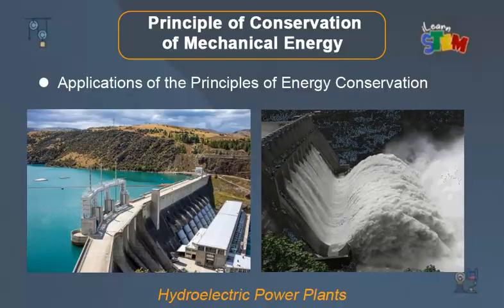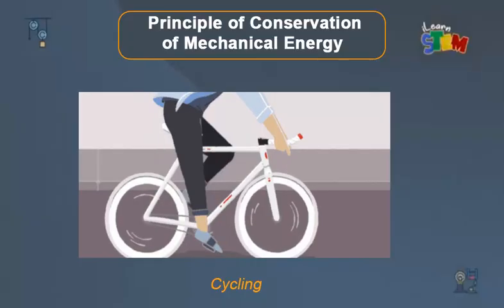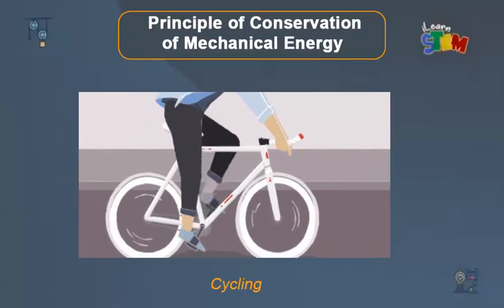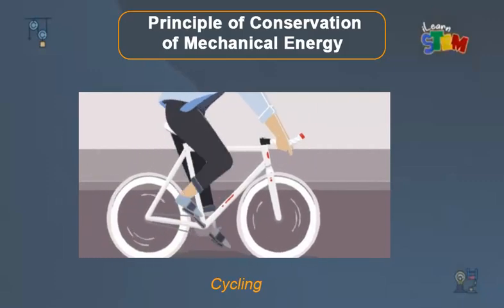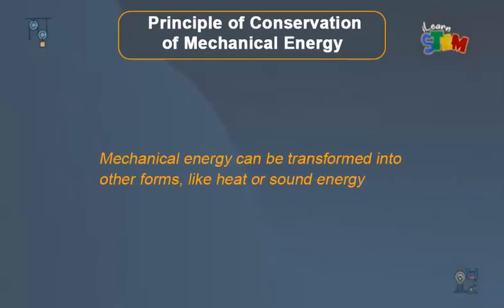It is also important to note that, in the real world, mechanical energy is not always perfectly conserved. Why? Because of friction and air resistance. For example, when you are cycling, your bicycle has kinetic energy due to its motion. When you press the brakes, friction between the brake pads and the wheel slows the bike down. So, while the total energy in the universe is always conserved, mechanical energy can be transformed into other forms, like heat or sound energy.